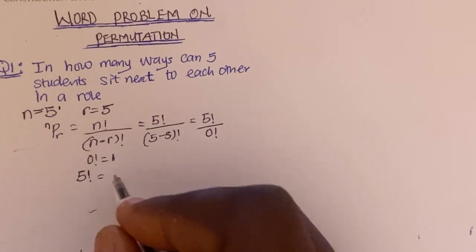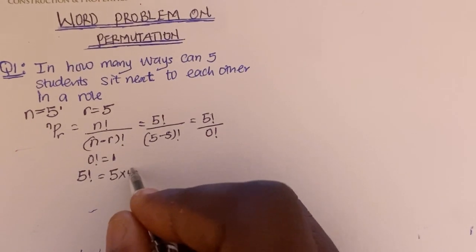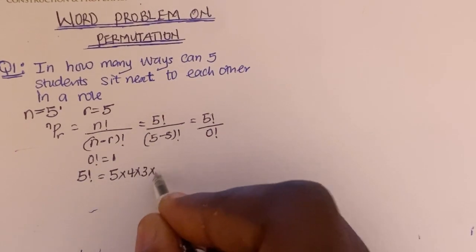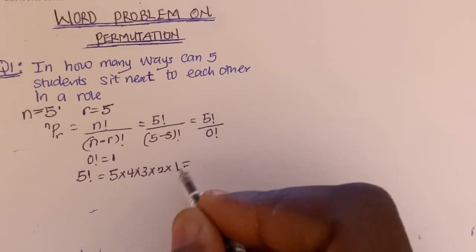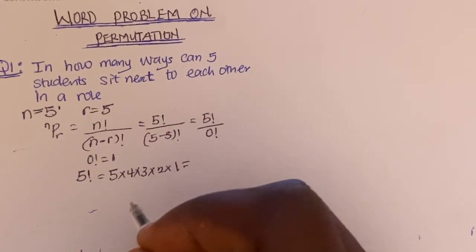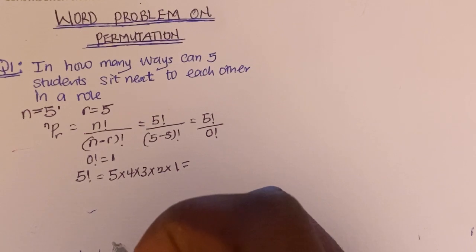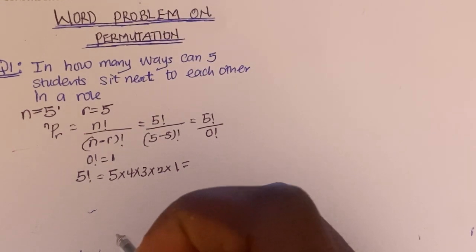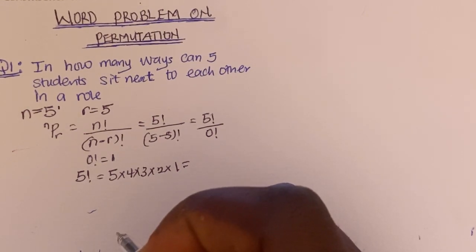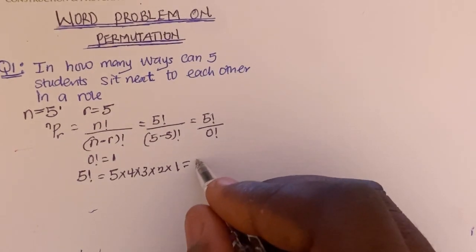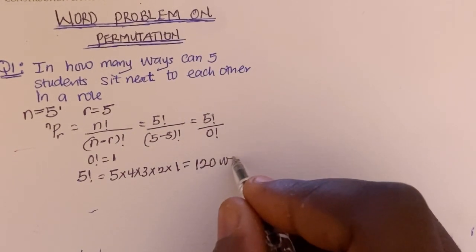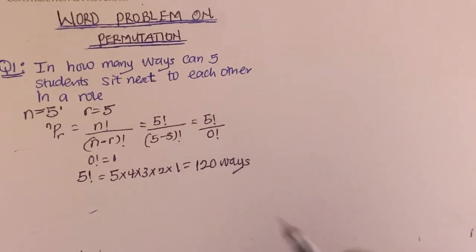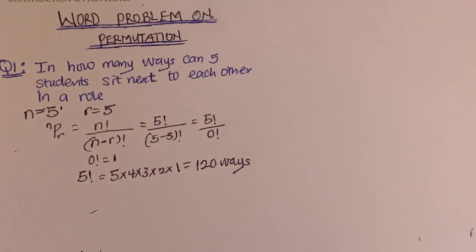Then what is 5 factorial? 5 factorial is simply 5 multiplied by 4, multiplied by 3, multiplied by 2, then multiplied by 1. This will give us the number of ways through which the students can sit next to each other. Now 5 multiplied by 4, that's 20, multiplied by 3 gives us 60, then by 2, that's 120. So the students can sit next to each other in 120 ways.